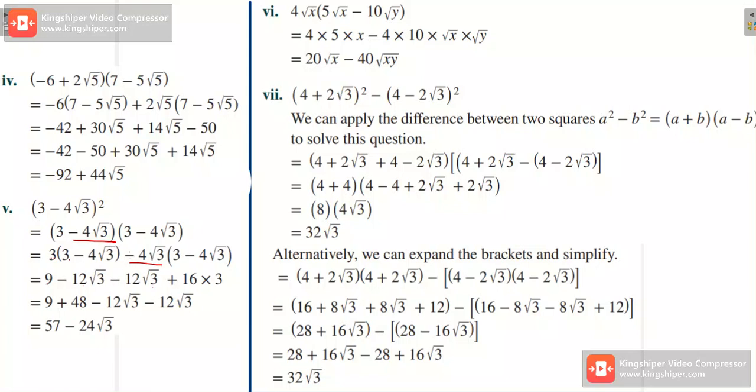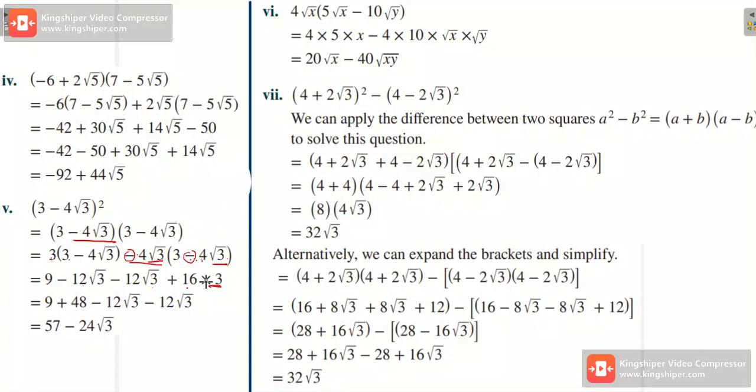Then here, because there is a negative sign here and there is another negative sign here, negative 4 root 3 times another negative 4 root 3, the negative and the negative will cancel to be positive. Then 4 times 4 is 16. Then root 3 and root 3 is the same as root 3 squared. The square will cancel the root, so we will get 3.